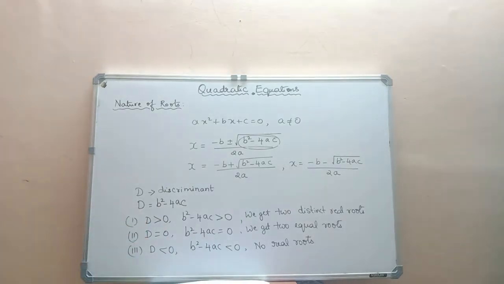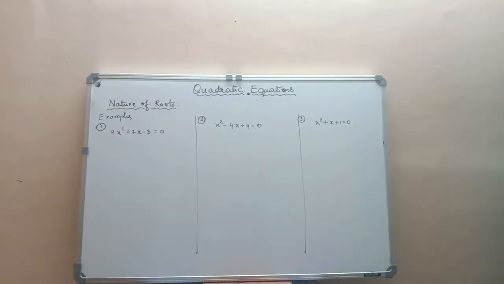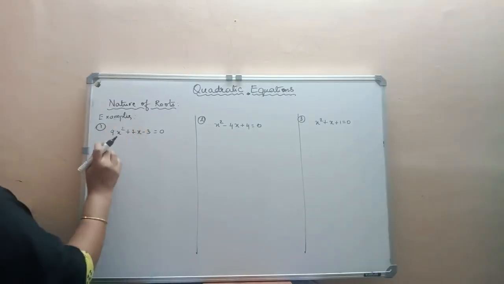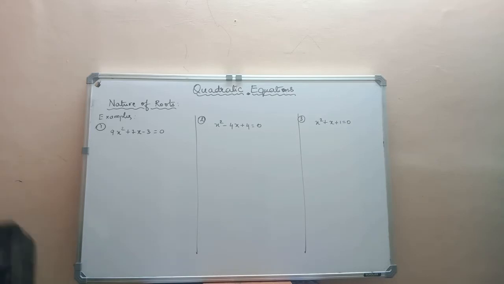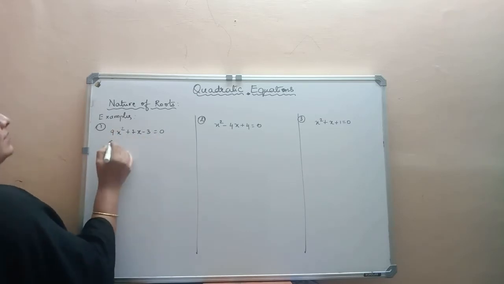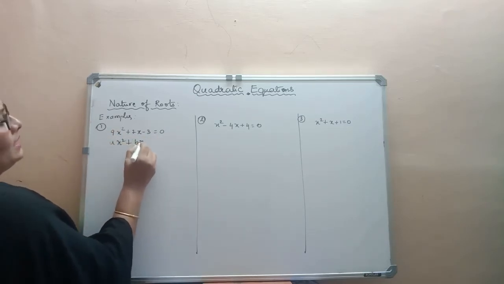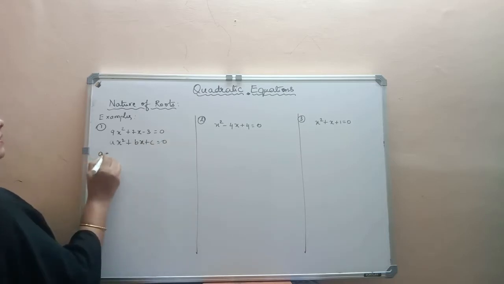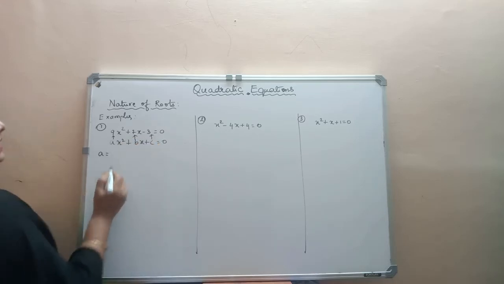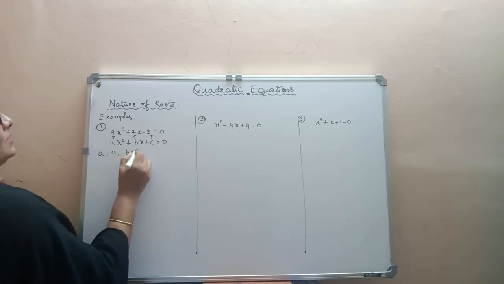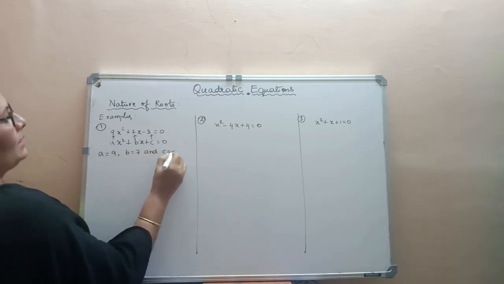Let us take some examples now. The first example is 9x square plus 7x minus 3 equals 0. It is a quadratic equation because the highest degree here is 2. Now first we find the discriminant of this equation. On comparing this equation with the standard form ax square plus bx plus c, we get a equals 9, b equals 7, c equals minus 3.